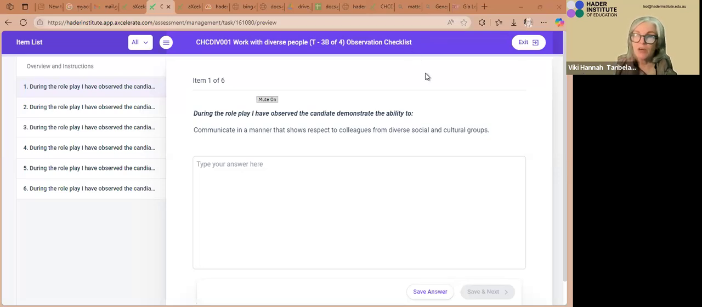And even though we give you instructions on what the assessor wants to see, this is actually how we mark you. So there are 6 points that you must reach throughout your skills presentation. You have in total 30 minutes, 3 lots of 10 minutes. So during the role play, I have observed the candidate demonstrate the ability, you're the candidate, communicate in a manner that shows respect to colleagues from diverse social and cultural groups.